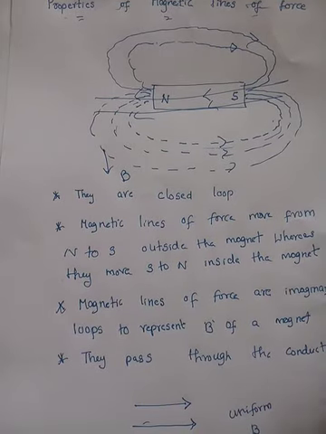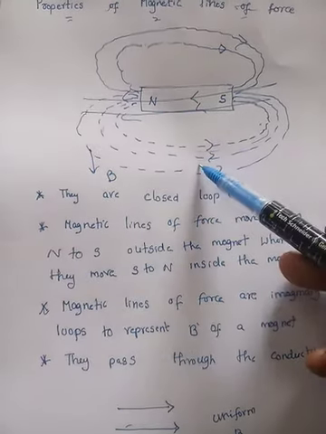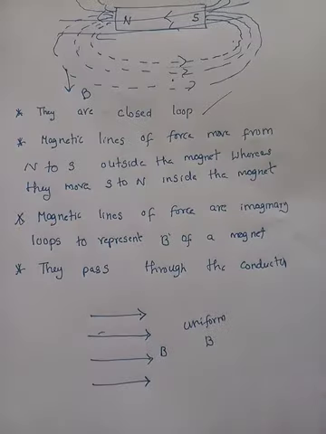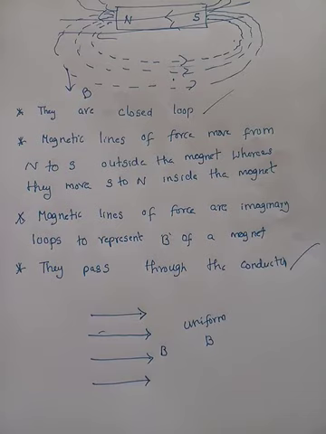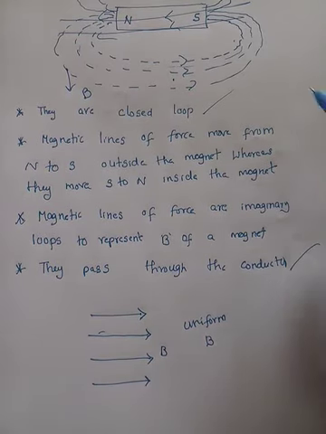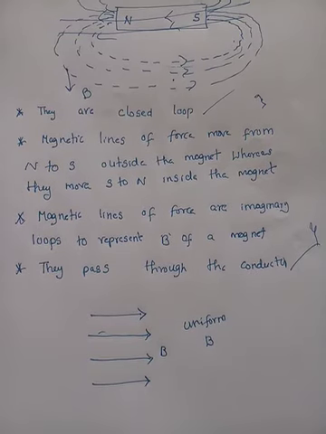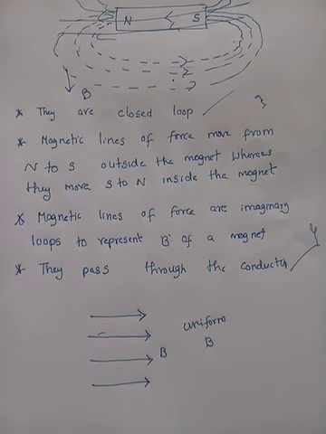If you want to write the differences between electric lines of force and magnetic lines of force, there are only two differences. Electric lines of force are open loops, whereas magnetic lines of force are closed loops. Electric lines of force do not pass through the conductor, magnetic lines of force pass through the conductor. So, these two are the differences between electric lines of force and magnetic lines of force.